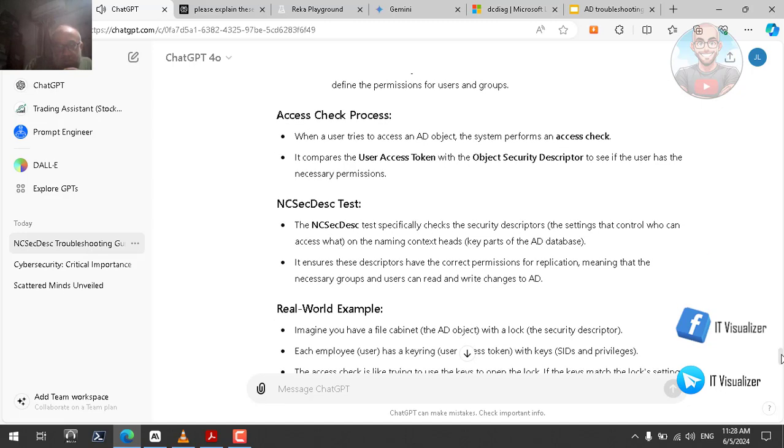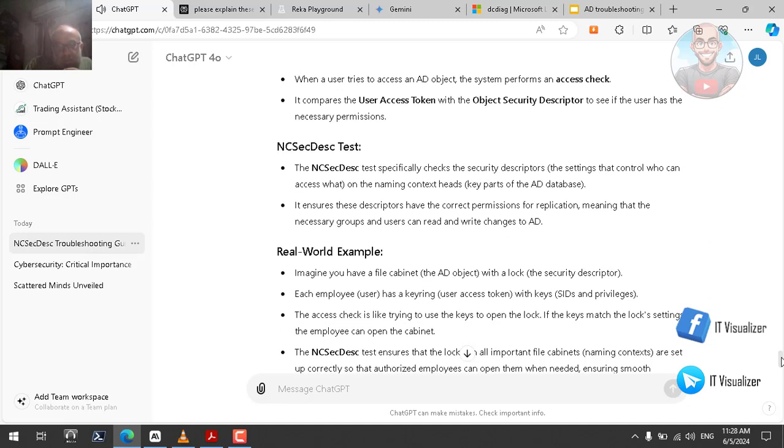NC-SEC desk test. The NC-SEC desk test specifically checks the security descriptors, the settings that control who can access what on the naming context heads, key parts of the AD database. It ensures these descriptors have the correct permissions for replication, meaning that the necessary groups and users can read and write changes to AD. Real-world example.